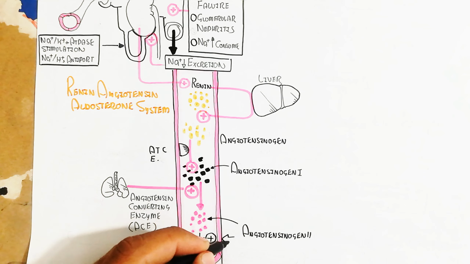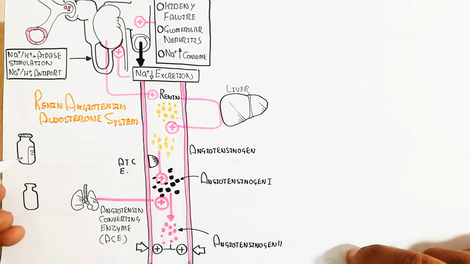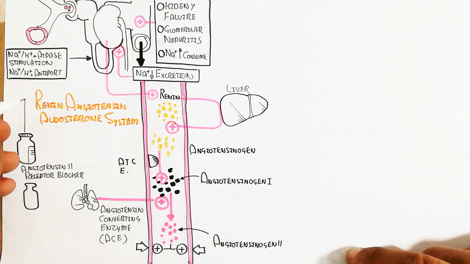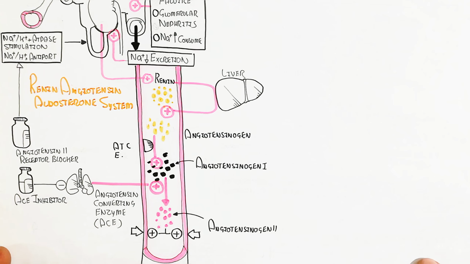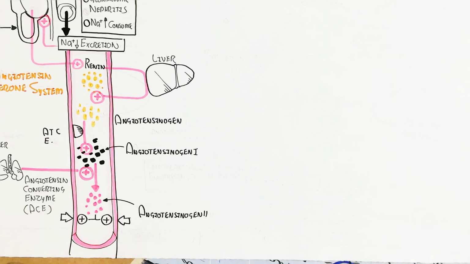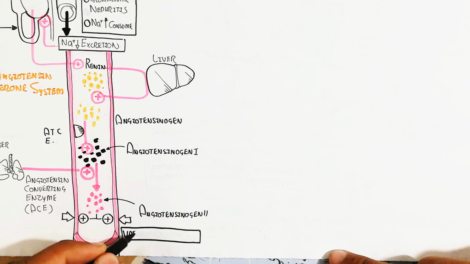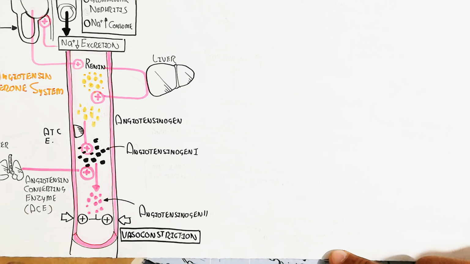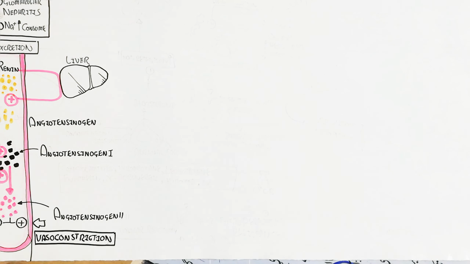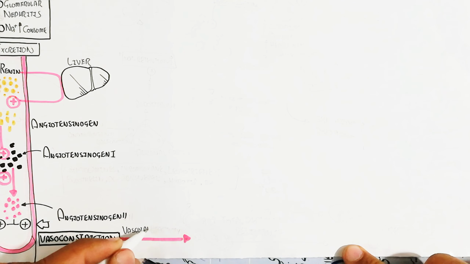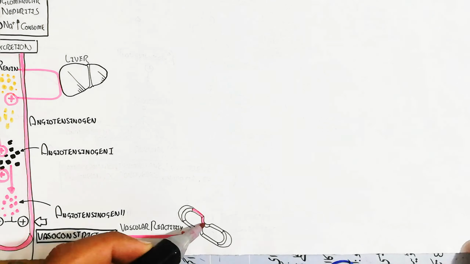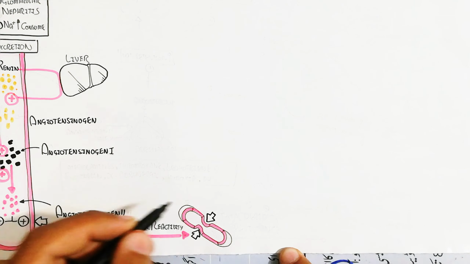In this way, vasoconstriction occurs. The angiotensin 2 receptor blocker and the ACE inhibitor will inhibit this and prevent the vasoconstriction. Angiotensin 2 also stimulates the adrenal cortex to produce aldosterone. We will discuss that later.